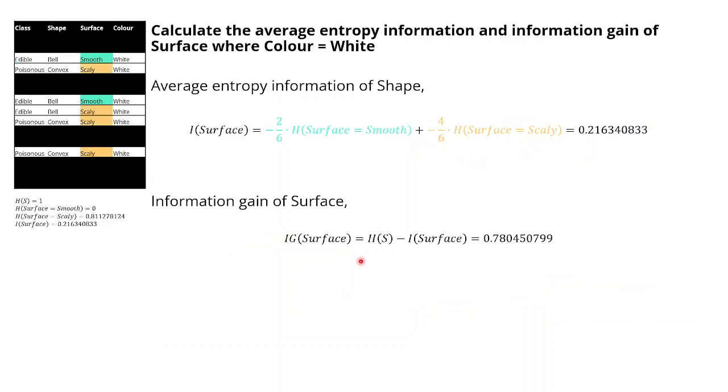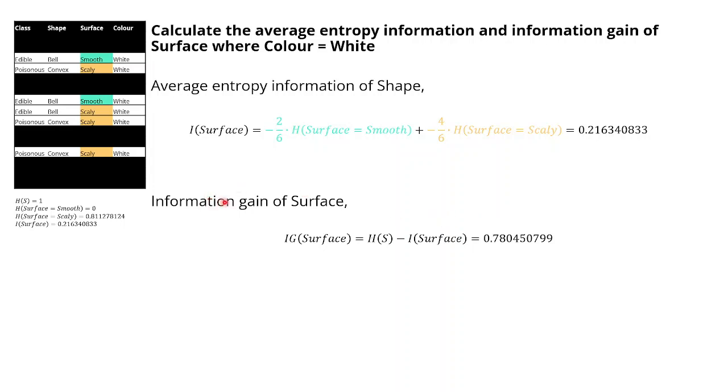Next, average entropy information of shape. Okay, average entropy information of shape. Pila kabok ang smooth? We have 1, 2. Duha kabok ka smooth divided by 6. Pila kabok ang scaly a surface? We have 1, 2, 3, 4. 4 divided by 6 rows. Times katong mga entropies nila, resulting in 0.21 something average entropy information.